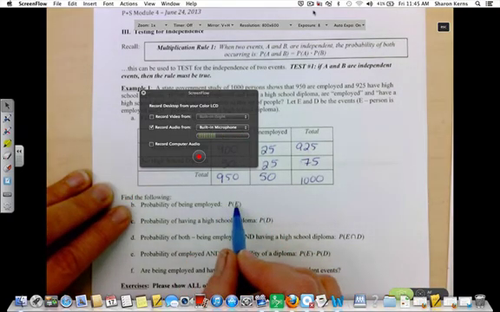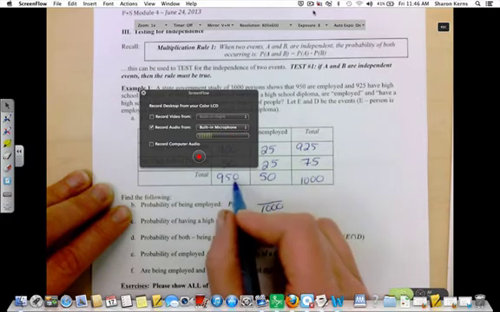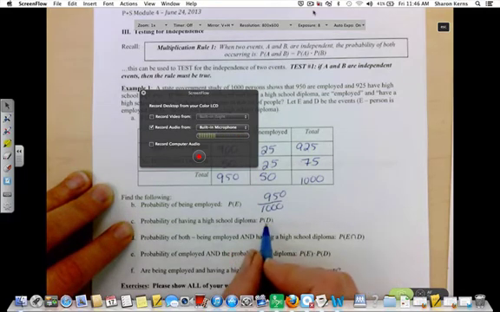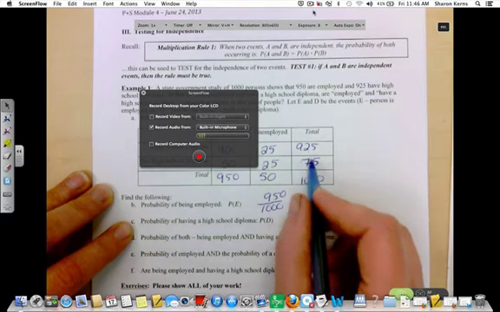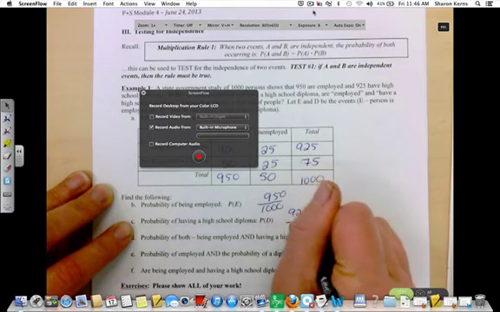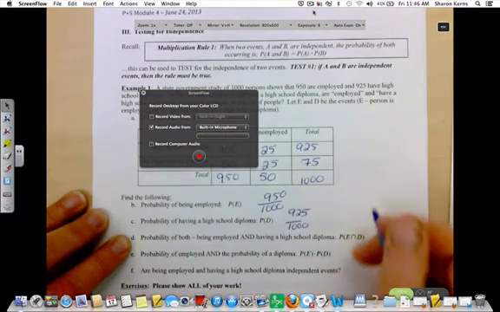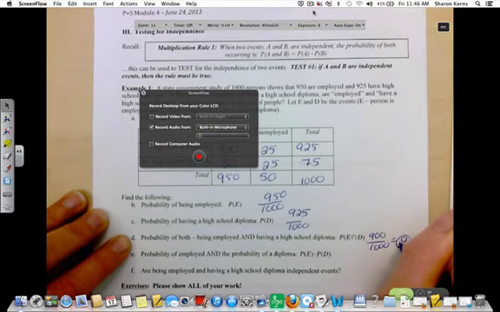What's the probability that a randomly selected person is employed? So we're looking at the total here for our denominator, and employed would be 950. What's the probability of having a high school diploma? So again, out of the 1,000, if you randomly selected somebody, there would be 925 that have a high school diploma. What's the probability of being employed and having a high school diploma? So right here, which is 0.9.